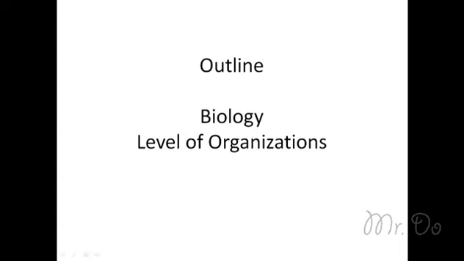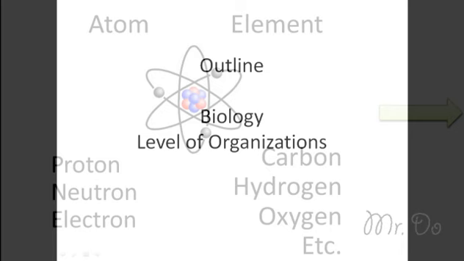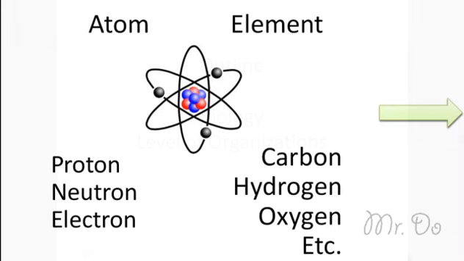So, in biology, first you need to know the outline. You have an idea of where you're at. In biology, it's called the levels of organization. That's the outline in biology. By having an idea of the outline, it gives us better information. And first, we start off with the atom and elements.